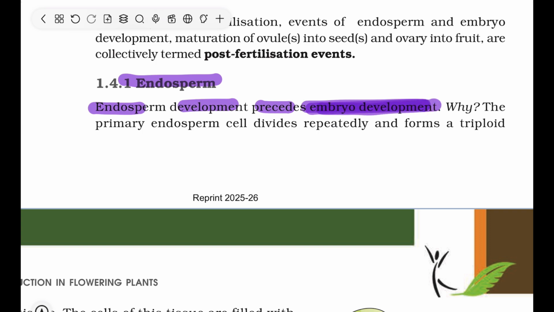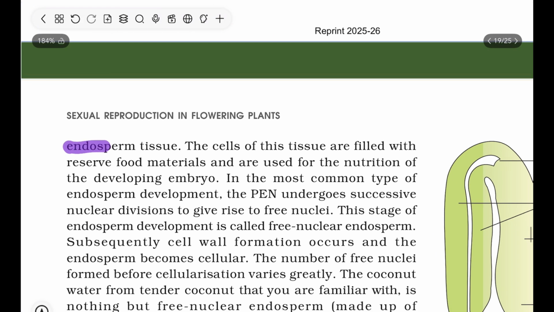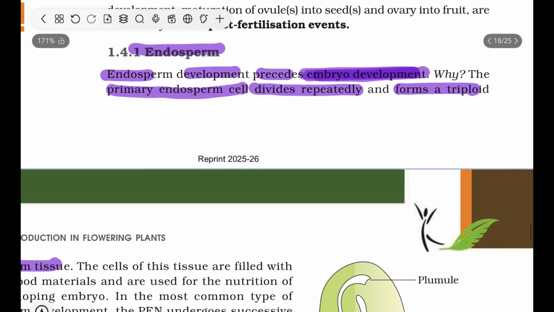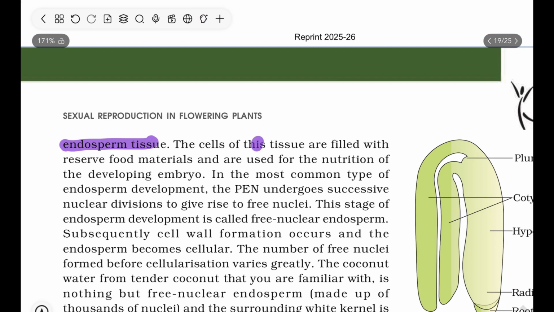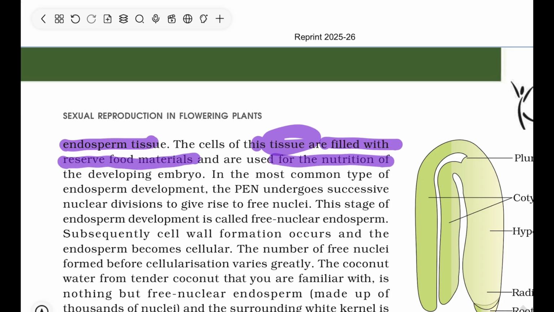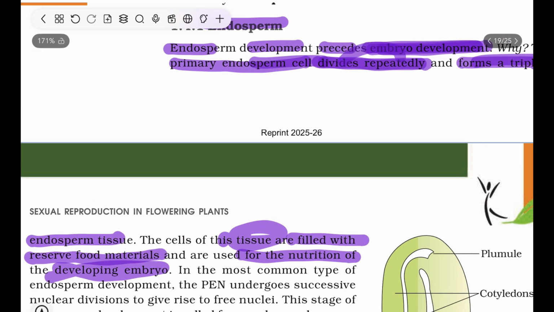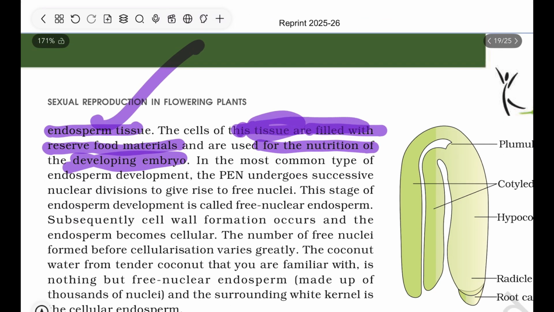And the primary endosperm cell divides repeatedly and forms a triploid endosperm tissue. The primary endosperm cell will divide repeatedly to form a triploid tissue, and that tissue is filled with the reserve food material that is further used as nutrition for the embryo. The endosperm divides to form primary endosperm tissue. The tissue contains food reserve material which further helps in the embryo development.